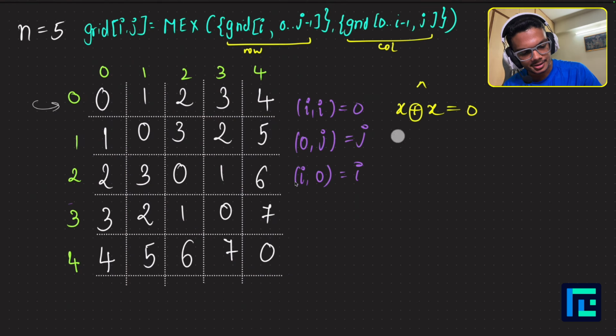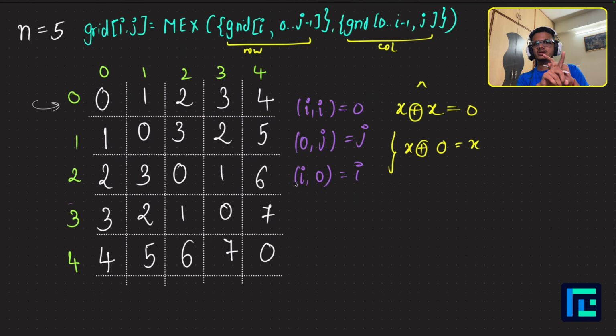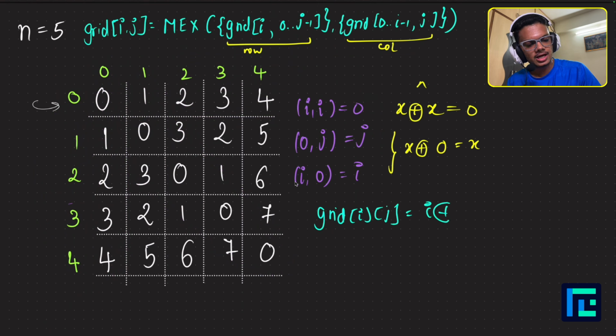And you should also remember that X XOR 0 is X. So if you XOR anything with 0, it returns the same value, and if you XOR two same values, you get 0. So it gives you a hint: is the grid value ij just i XOR j? I'm just making a claim here. Is it the case here? Let's try to see some values and then maybe we can prove it.